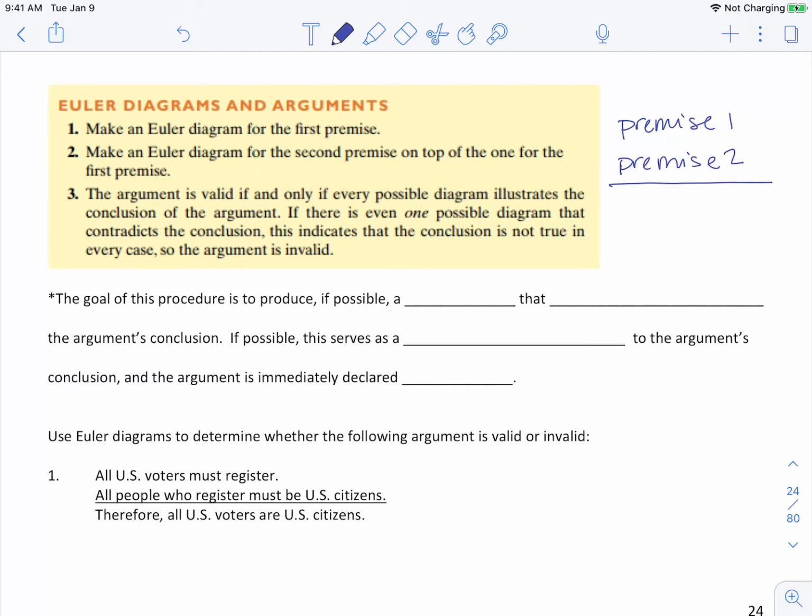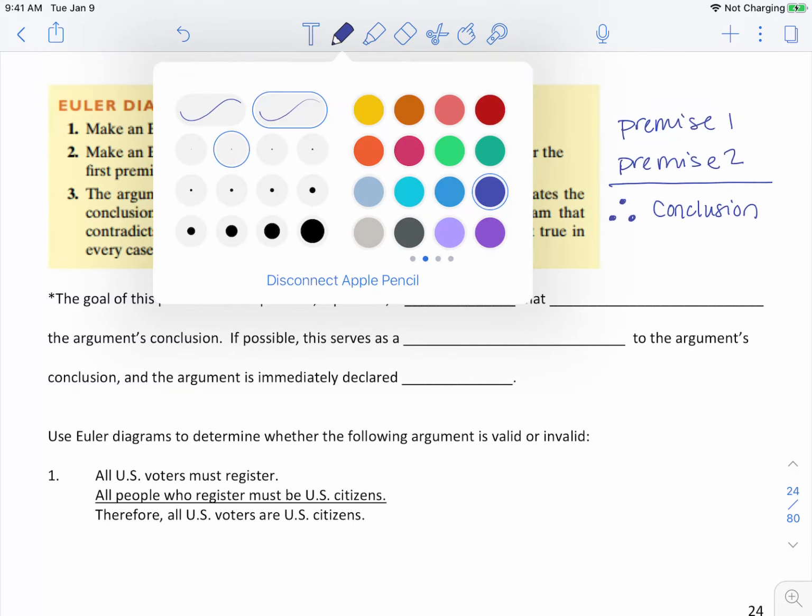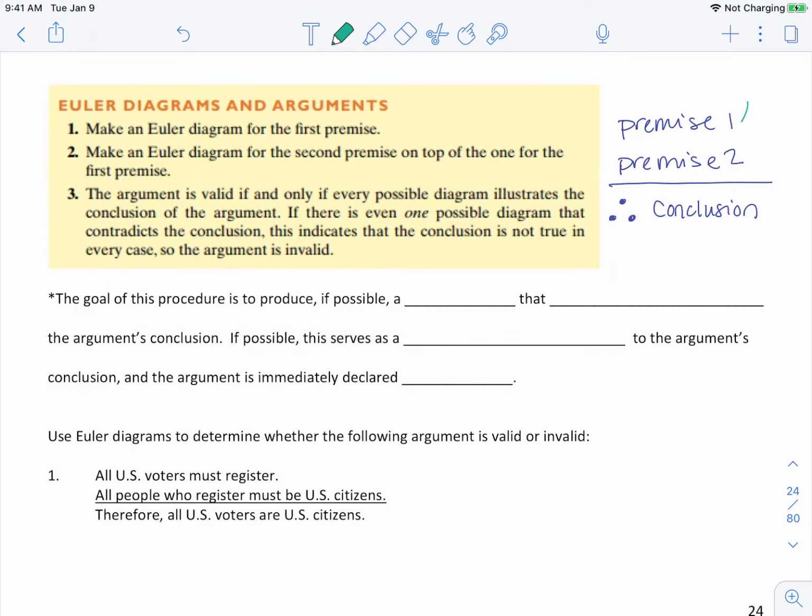So we put these together. Here's our conclusion. And so just some extra notes to put on here. Our premise 1 and premise 2, these have to be true. That's what we're given in the problem. Then our conclusion, we are basically trying to prove this false. We're trying to find the counterexample to prove the conclusion false or invalid.